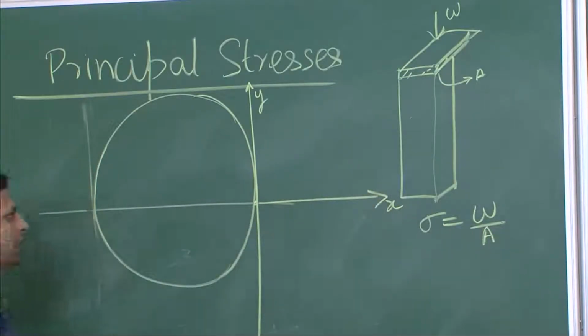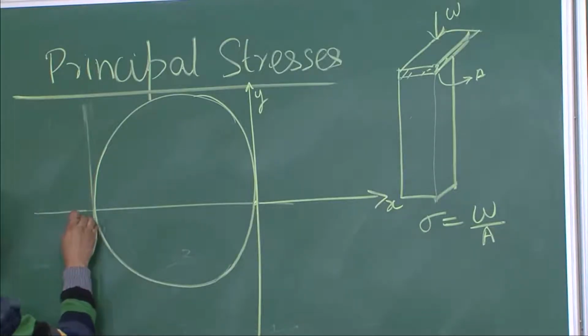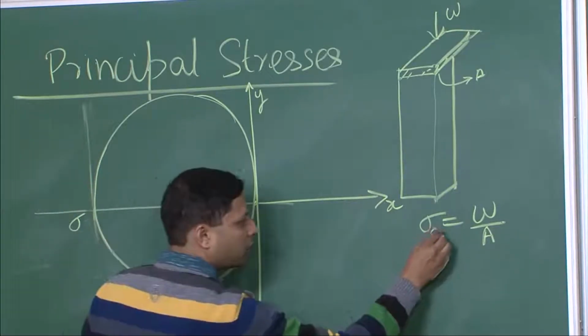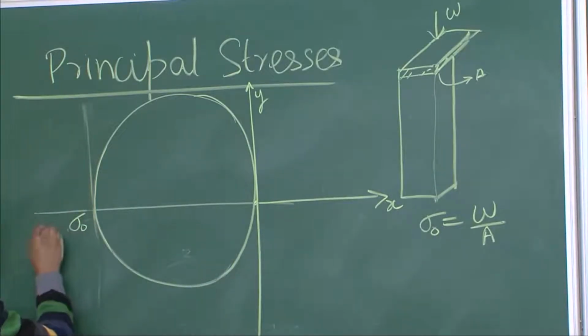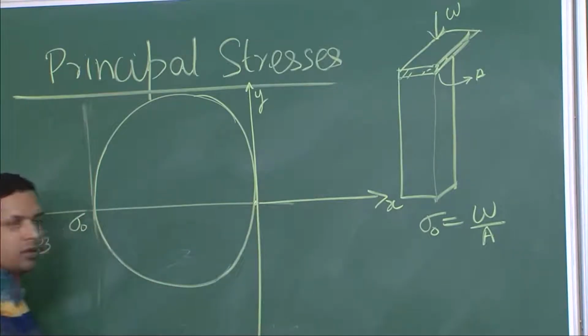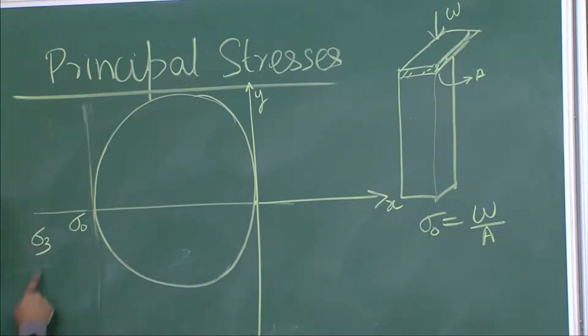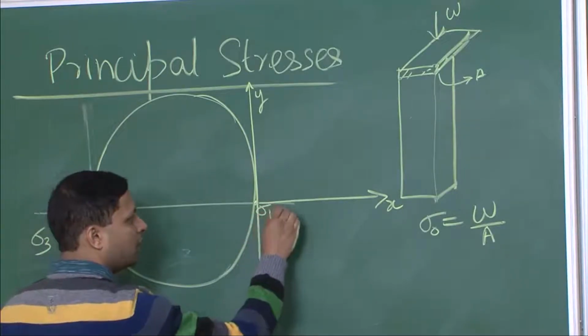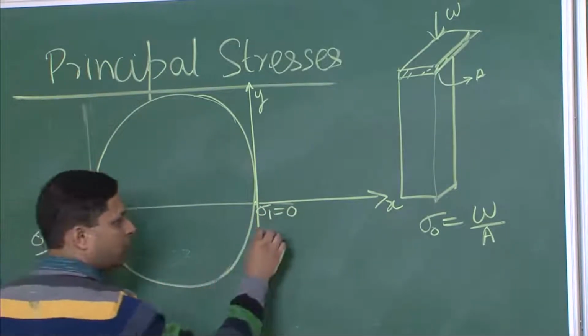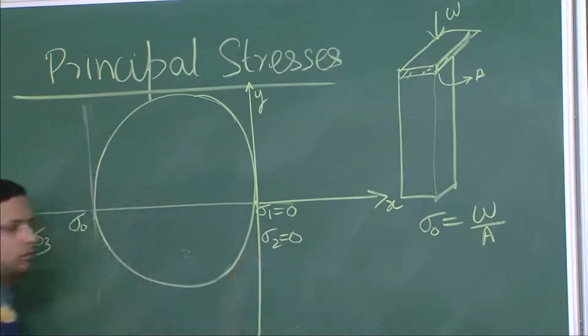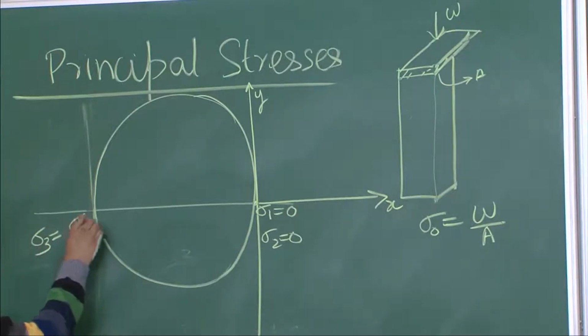This was the stress acting on it, and there are no other stresses in perpendicular directions. So, this is represented as sigma naught, which is actually our sigma 3. Why am I calling it 3? Because sigma 1, which is 0, is higher than sigma 3. This is a negative quantity. So, this becomes our sigma 1, which is equal to 0, and sigma 2 is of course also 0. So, we have sigma 1 equal to 0, sigma 2 equal to 0, and sigma 3 equal to sigma naught, which is a negative quantity.